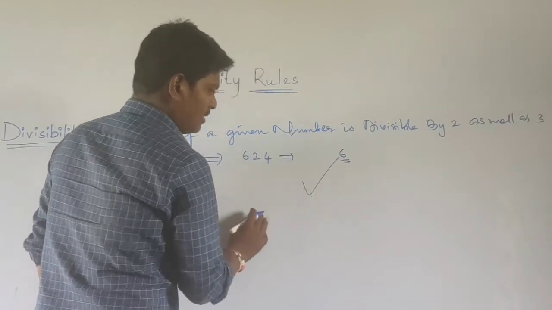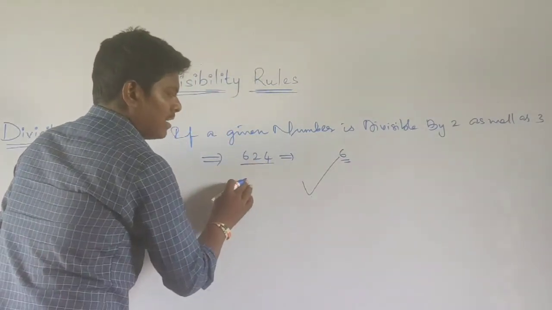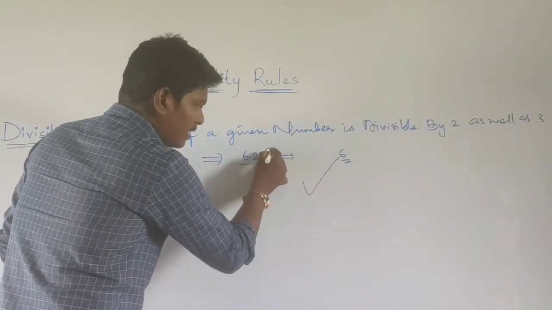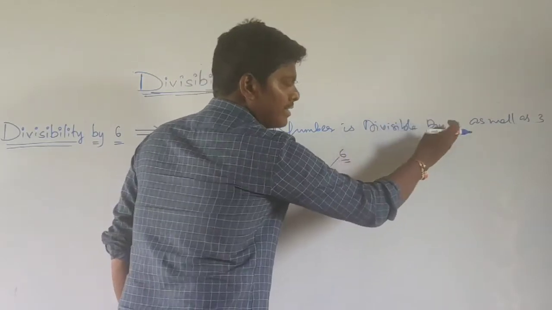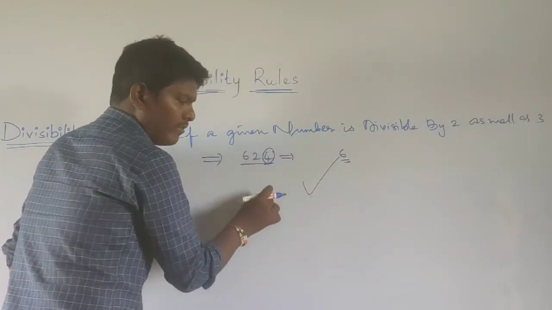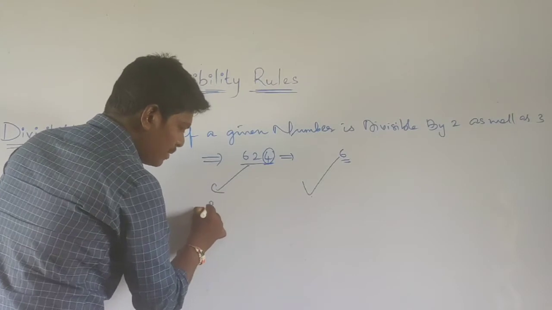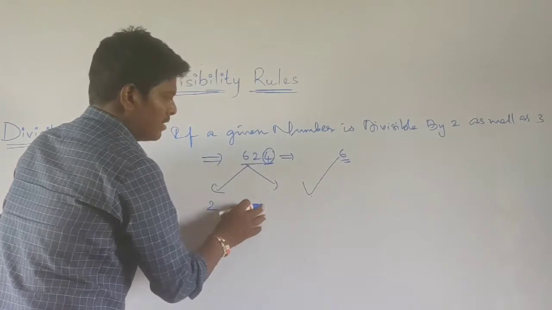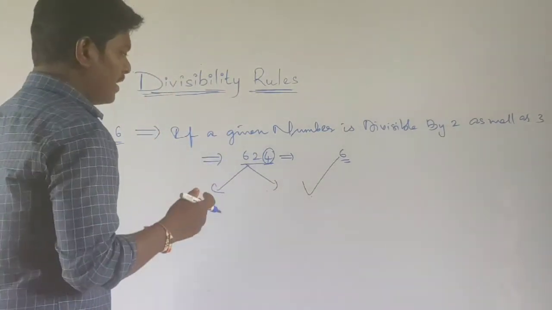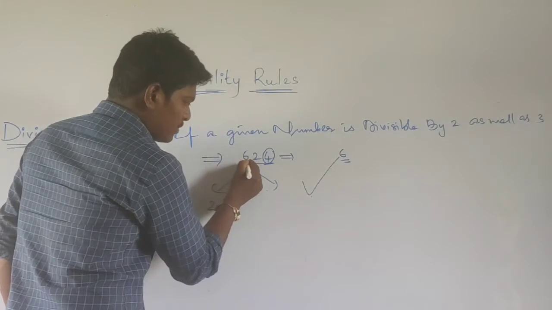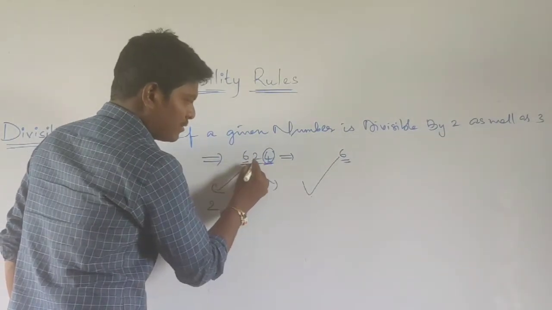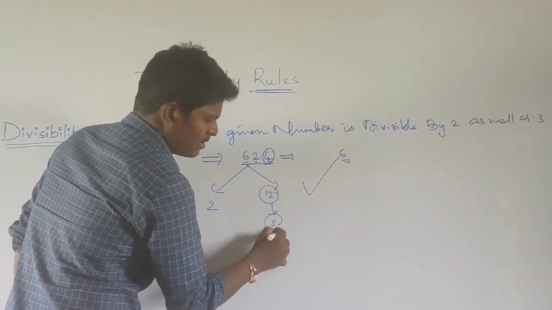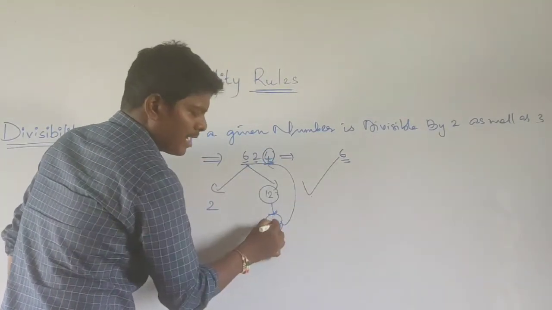We have to check whether this number is divisible by 2 and 3. According to the divisibility rule of 2, having 4 in the ones place, this is divisible by 2. And is this divisible by 3 or not? What is the divisibility rule of 3? The sum of all the digits. 6, 2, 4. 6 plus 2 is 8, 8 plus 4 is 12. 12 is a multiple of 3, so this number is divisible by 3 also.